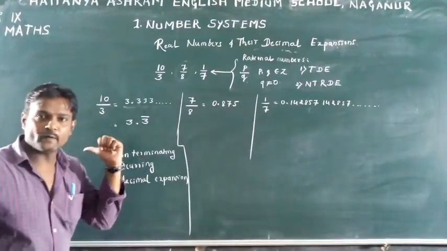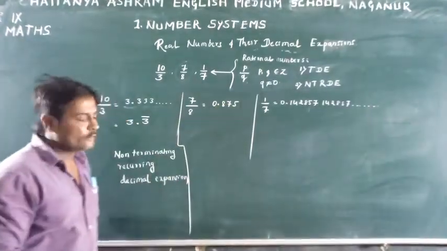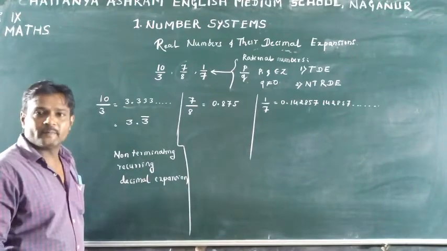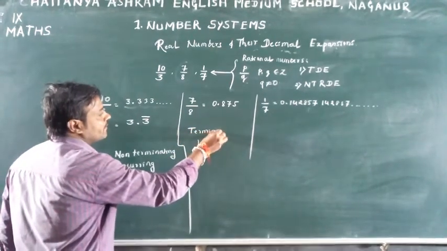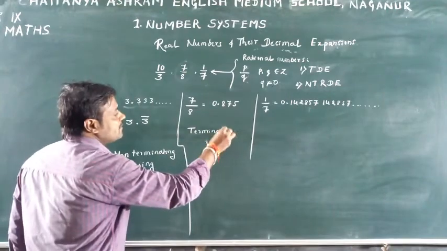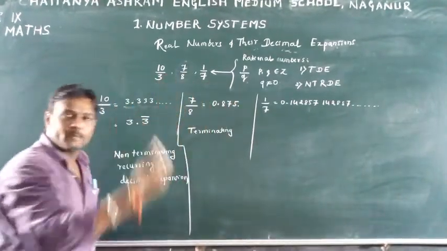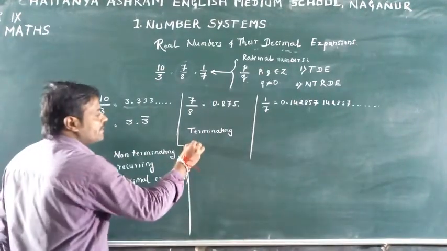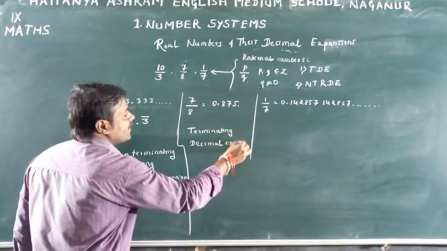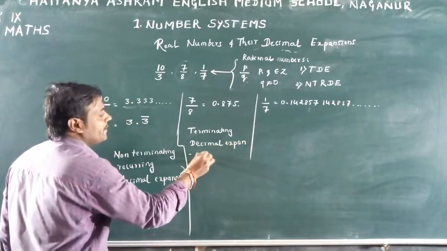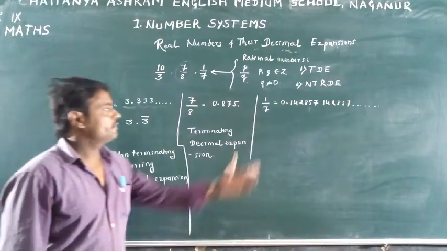Okay, here the division process is completed. Yes, you saw this before. There are no repeating digits. So this type of decimal expansion is terminating. Terminating means the division process is completed. Terminating decimal expansion. Okay?